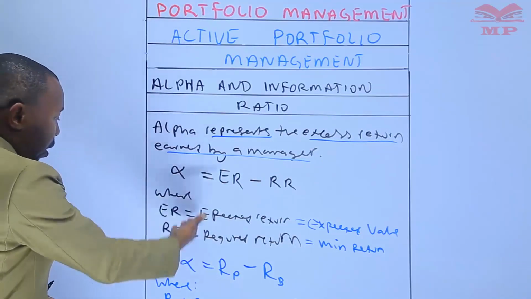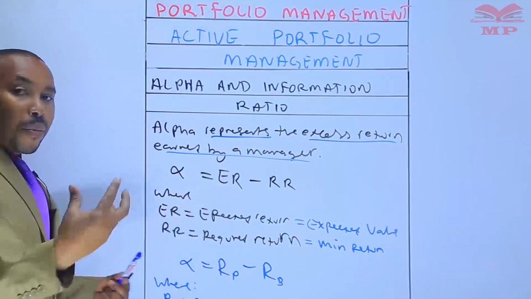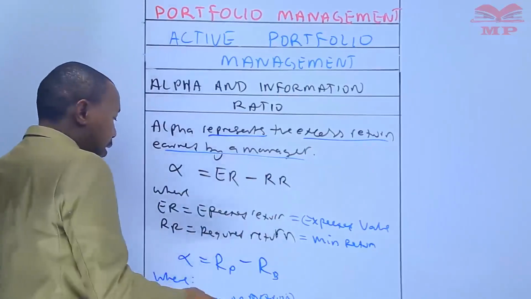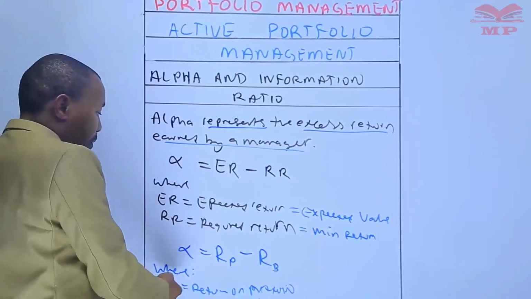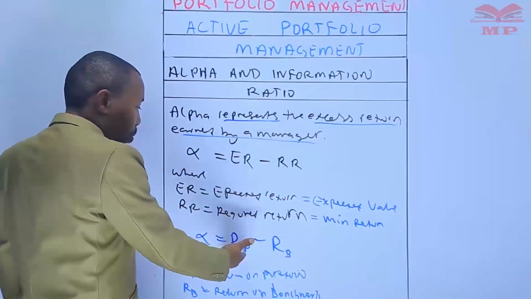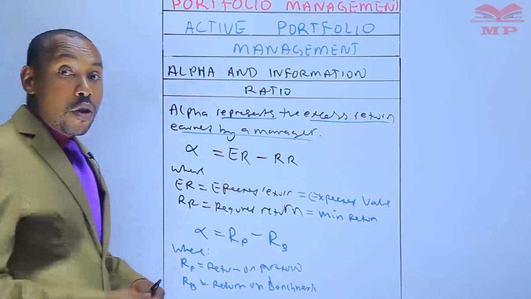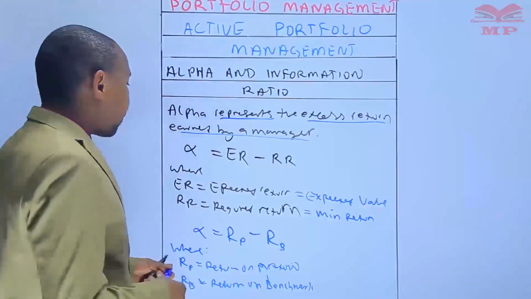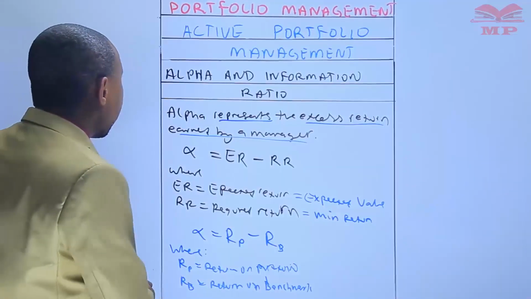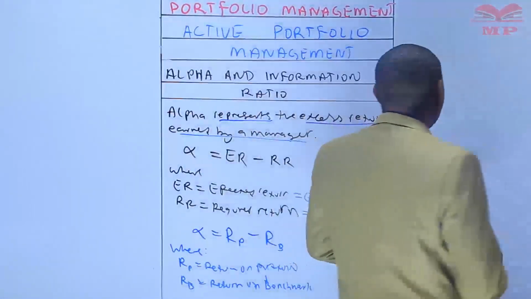So for these formulae, it depends on the kind of information that you've been given. This one is the expected return minus required return. And in this alpha over here, we are saying it is the excess return, the return on the portfolio minus the return on the benchmark or on the index, if that is what you select to become a benchmark. So we can then move on and provide a description about information ratio.